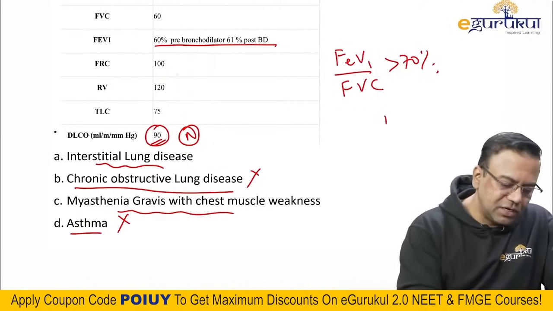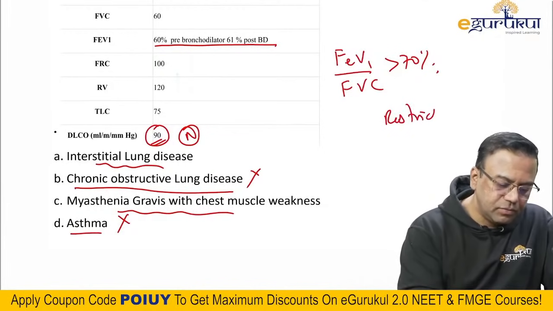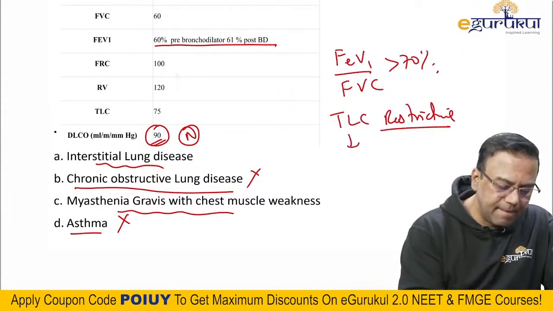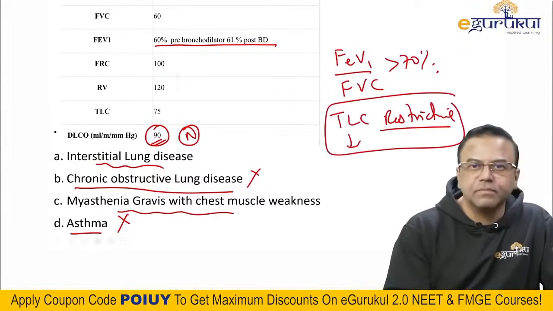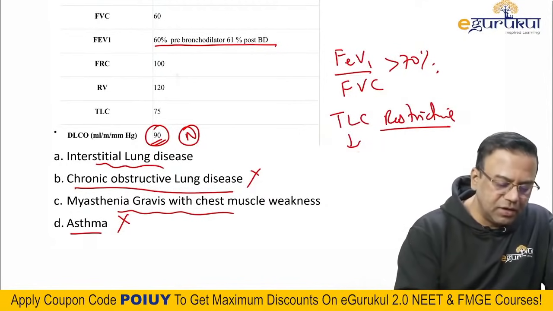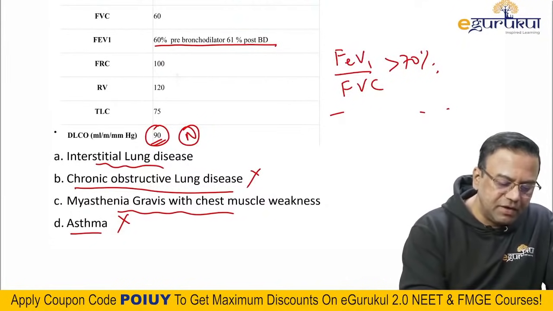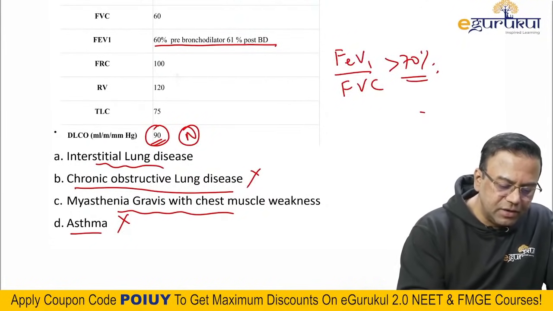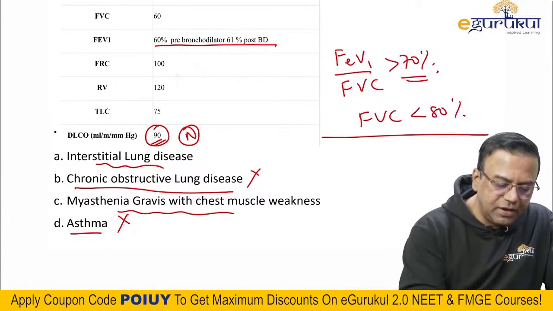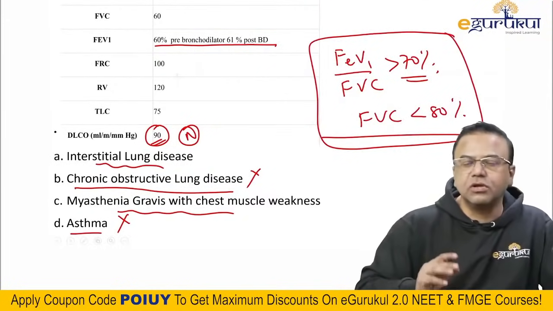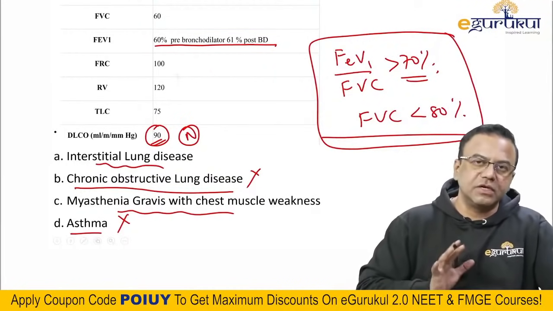Now, restrictive lung disease: one clue is that total lung capacity will be low, decreased. The other clue is that the FEV1/FVC ratio will be more than 70%. But even though FEV1/FVC is more than 70%, the patient's FVC will be less than 80%. If these findings are also given, this is also nothing but restrictive lung disease.